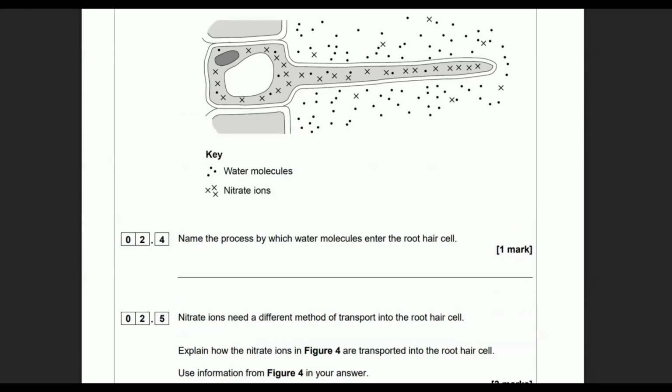So what can we say about the X's? Are there more X's, which are nitrate ions, inside the cell or outside the cell? Well, there's more inside the cell. So how are we getting these X's into the cell? How are they moving into the cell if they're having to move from a low concentration to a high concentration in the cell? Well, when you move from low to high, you use active transport. And so that is what we need to put down as our answer.